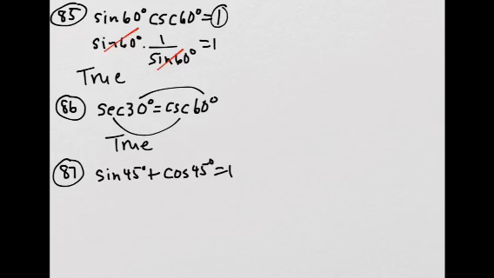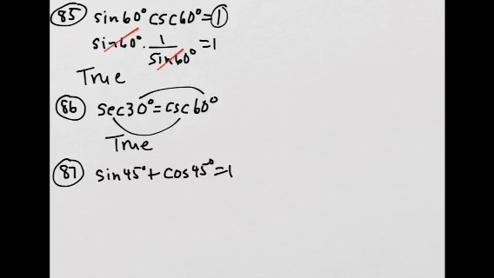Alright, so we do have a property, a fundamental identity, that says that sine squared theta plus cosine squared theta equals 1, but notice that in this equation, sine and cosine are not squared. So I'm going to say false, but we have to prove it, right? We have to show that it's false.